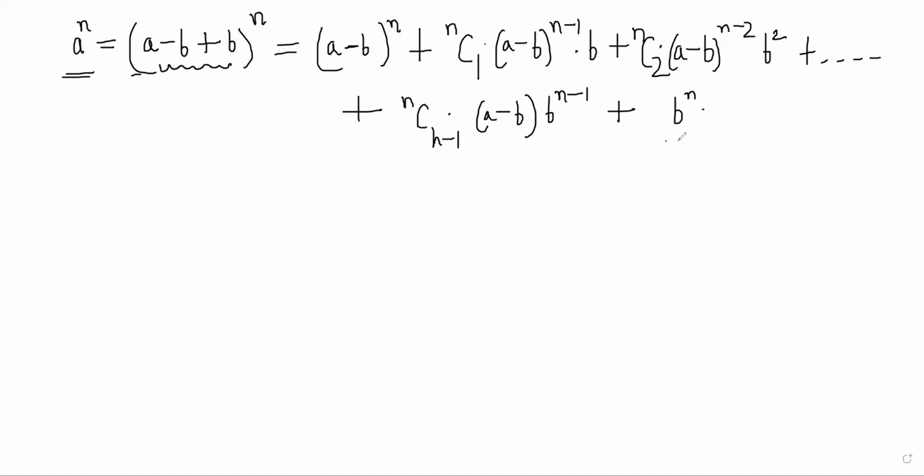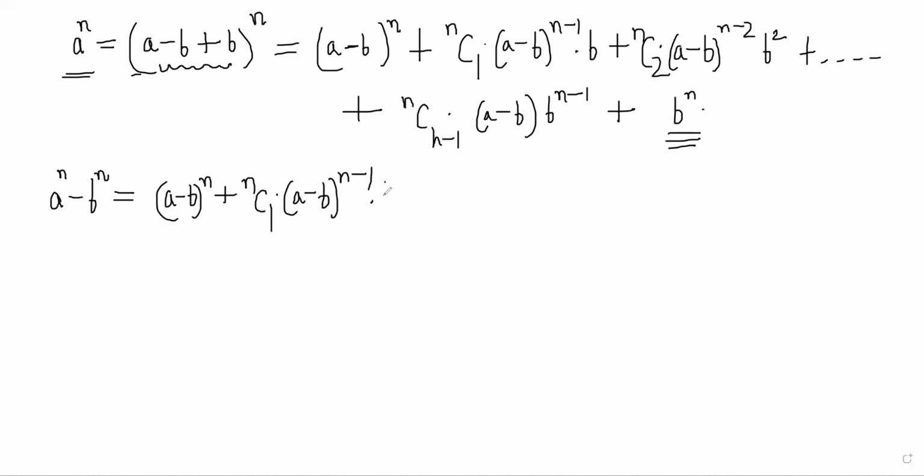Now notice that you are getting a b^n on the right hand side, so we can bring this b^n on the other side and write a^n - b^n is equal to (a - b)^n + nC1 (a - b)^(n-1) into b, so on till nC(n-1) (a - b) into b^(n-1).